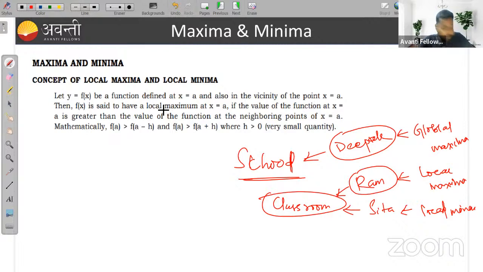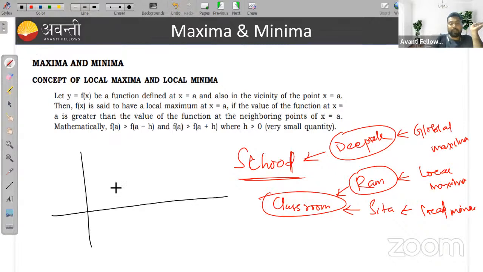Okay, this is understood by everyone. Suppose I am drawing a figure now. Okay, so this is the figure and this point is x is equal to a and this point is x is equal to b, right? Okay, and suppose this is the point x is equal to c and this is the point x is equal to b.